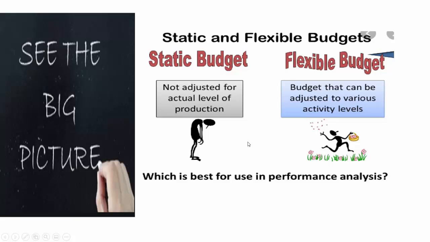Now, a static budget, you come up with one production level, and that one production level is not adjusted for any actual production. Whereas a flexible budget, you have a rolling kind of a set of numbers, and the budget can be adjusted to whatever the actual activity level is. So in a nutshell, the one that gives you the best performance analysis is the flexible budget.